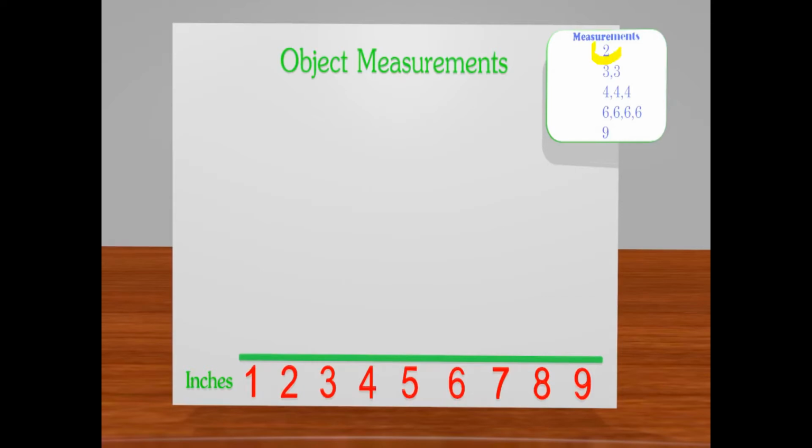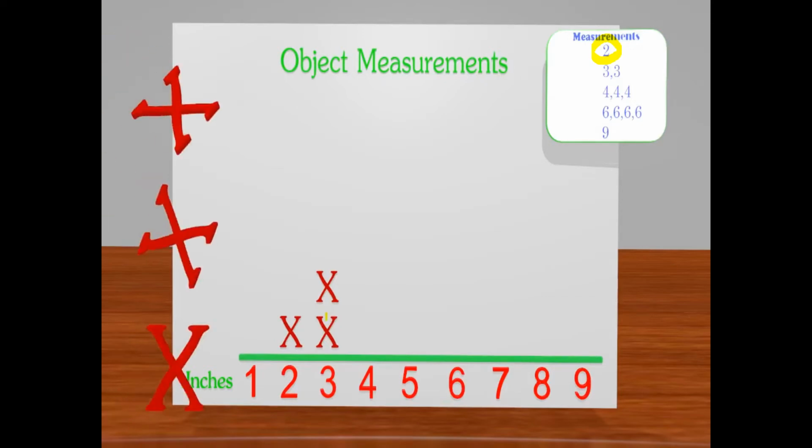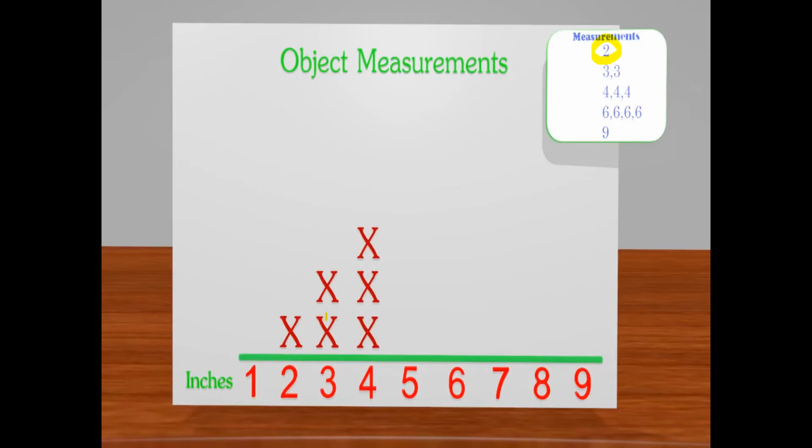For 1 inch there is only 1 object, so I'm going to put only 1 x. For 3 inches there are 2, so I'm going to put 2 x's. For 4 inches there are 1, 2, 3, so I'm going to put 3 x's. For 6 inches there are 4, so I'm going to put 4 x's, and 9 has only 1, so I'm going to put only 1 x.